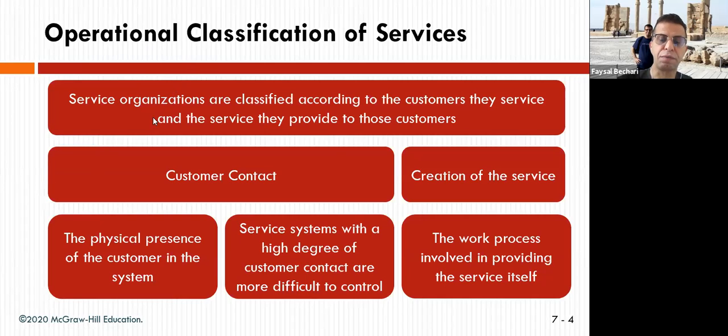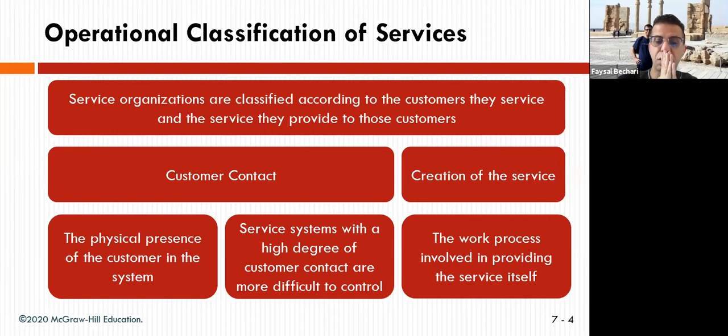Now, the operation classification of services: service organizations are classified according to the customers they serve and the service they provide to the customers. So what kind of customers there are and what kind of service they are provided. Classification includes the type of customer contact, what kind of contact you have, the creation of services, whether VIP, non-VIP, regular, all these things, and the physical presence of the customer in the system, whether they come to see you, or they are online, or they make their request and wait for the response.